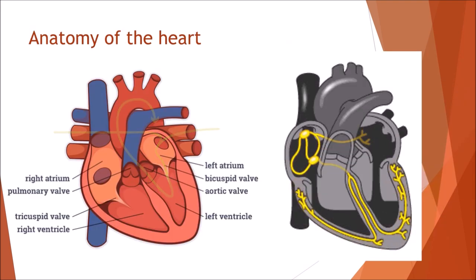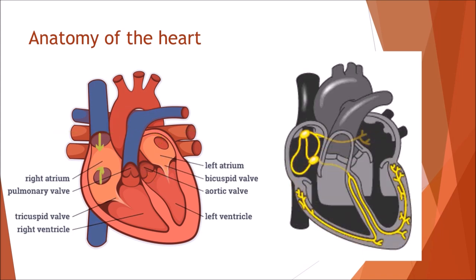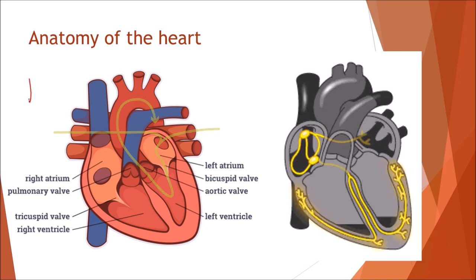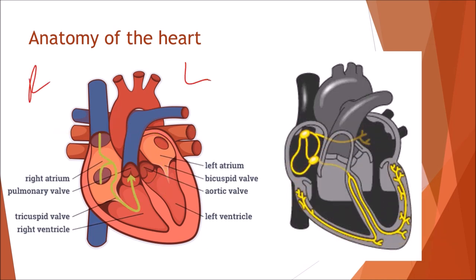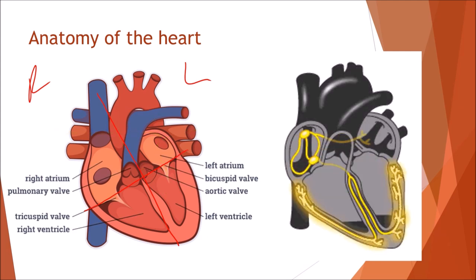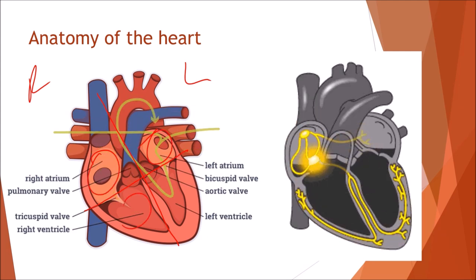All right, when it comes to the anatomy of the heart, it's really important that when we're viewing an anatomical picture, you're always placing the image in the anatomical position. So in this case, this would be right, and this would be left. And we're going to divide the heart itself into four chambers. You're going to have two chambers on top and two chambers on the bottom.